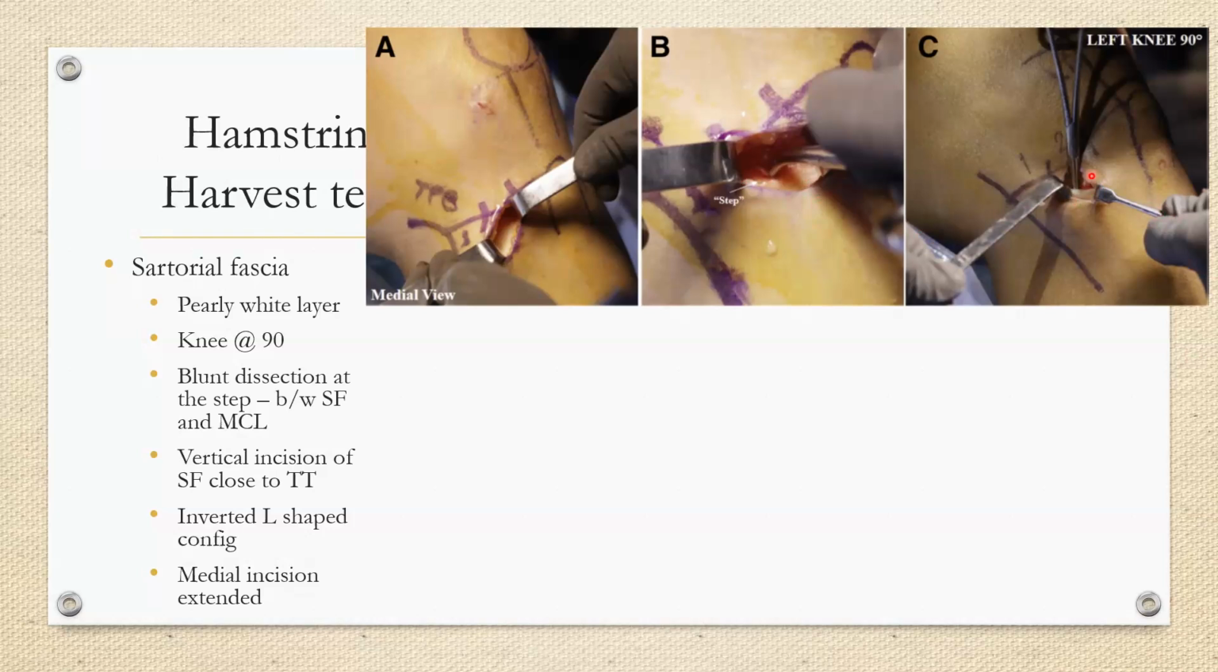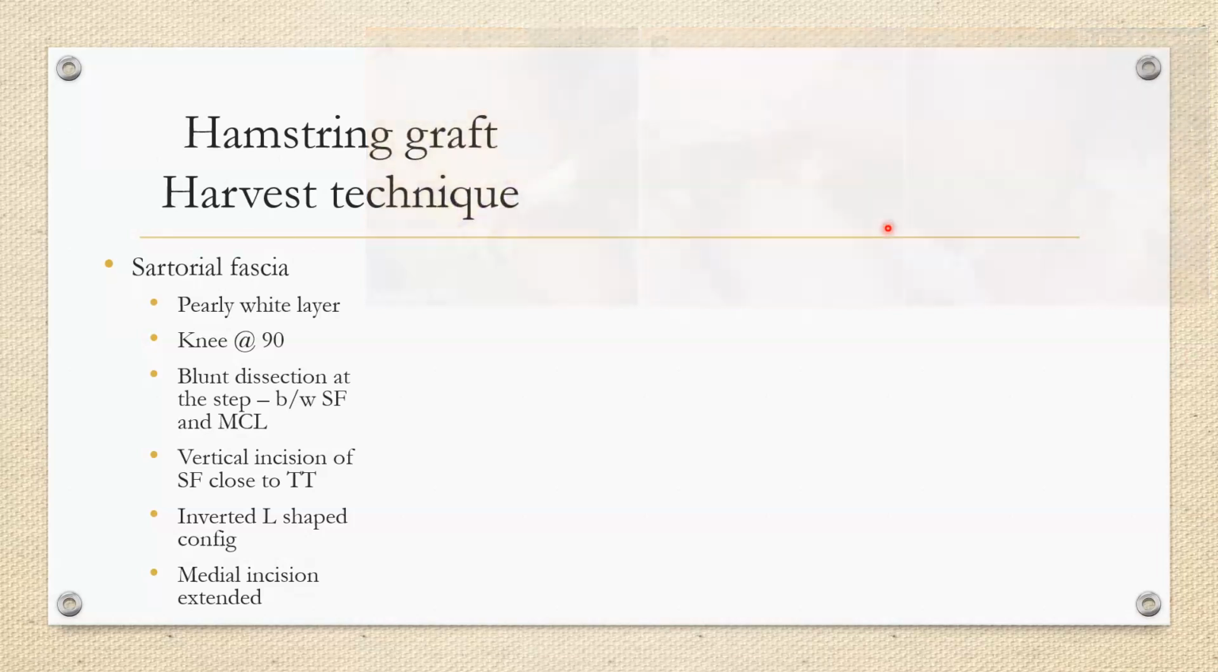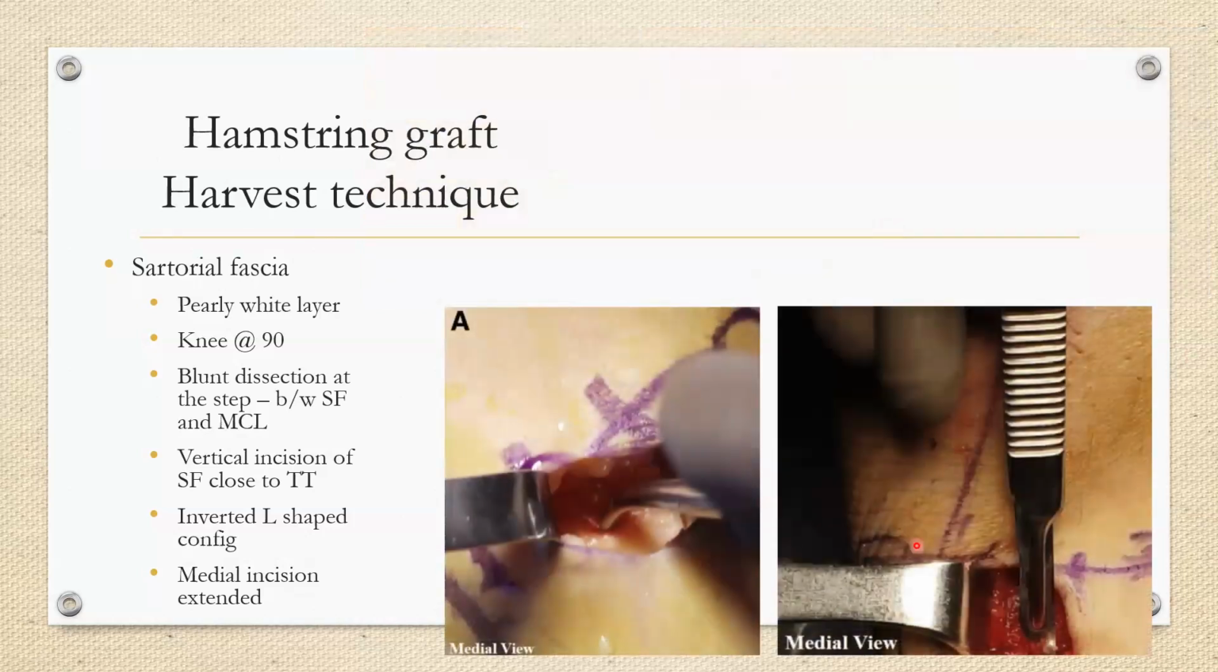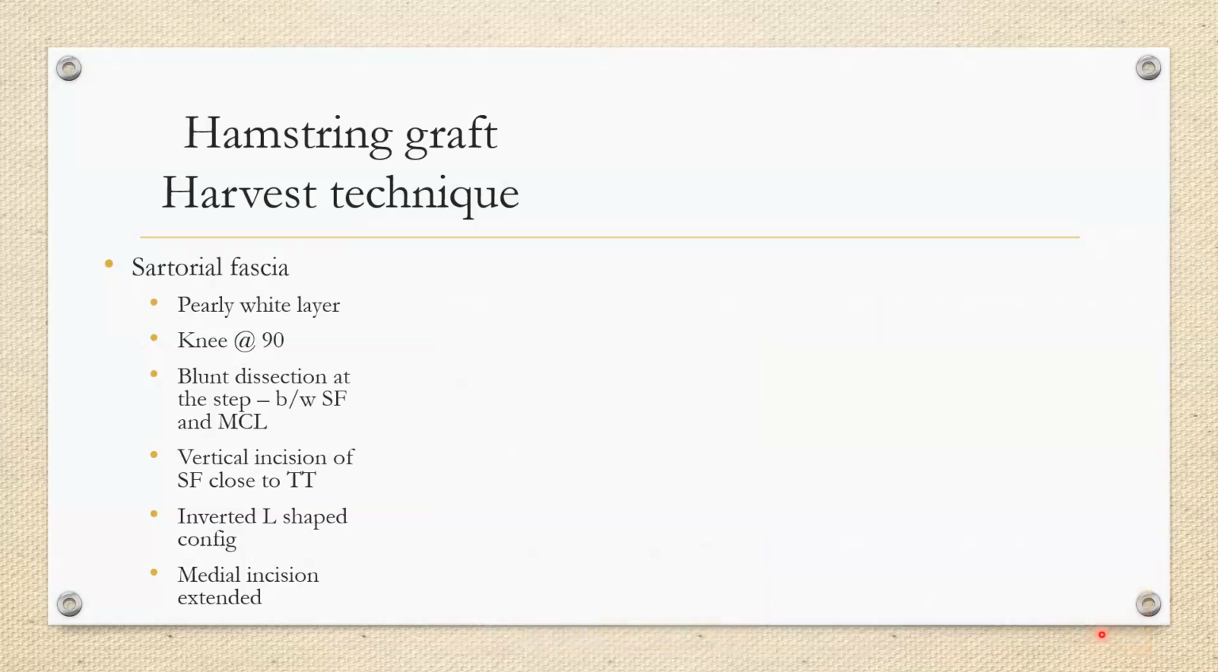Once the dissection is carried out laterally towards the tibial tuberosity, a vertical incision of the sartorial fascia is done close to the tibial tuberosity. So the blunt dissection is carried out from the incision site towards the tibial tuberosity, and then a vertical incision is done at the tuberosity site. So ultimately, this results in an inverted L-shaped incision of the sartorial fascia.